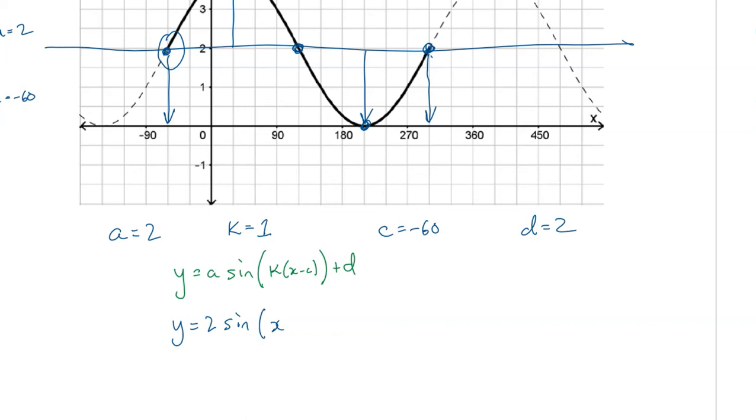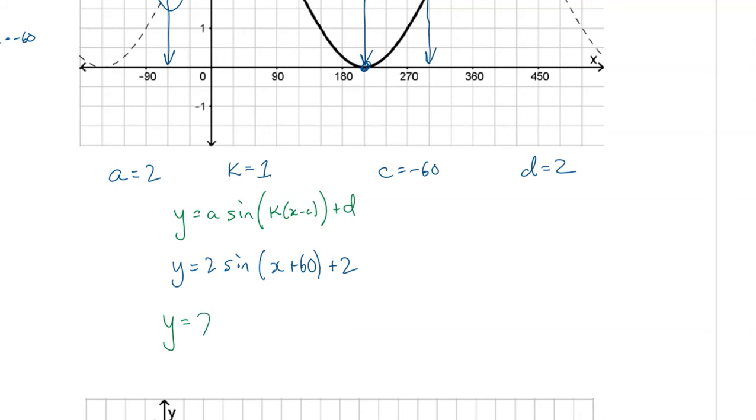X minus C, minus negative 60 is plus 60. And then plus D, which is 2, is plus 2. Even though you know that fact, that if it's a shift to the left, it's got to be adding in the brackets. That's an easy mistake to make when you're rushing on a test or you're just not thinking about it. So you got to stop and think about the C value and make sure you change the sign. Any questions? What do we think? Doable?